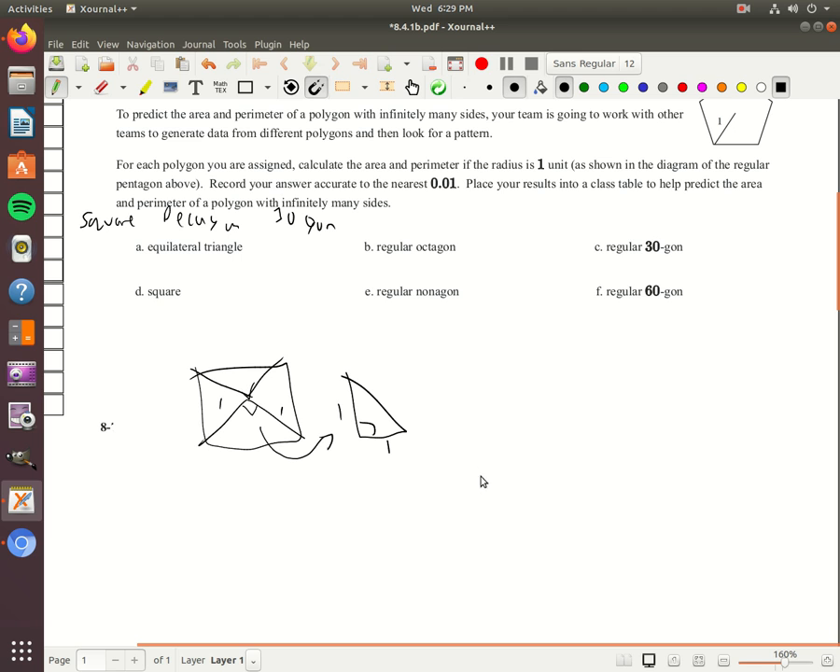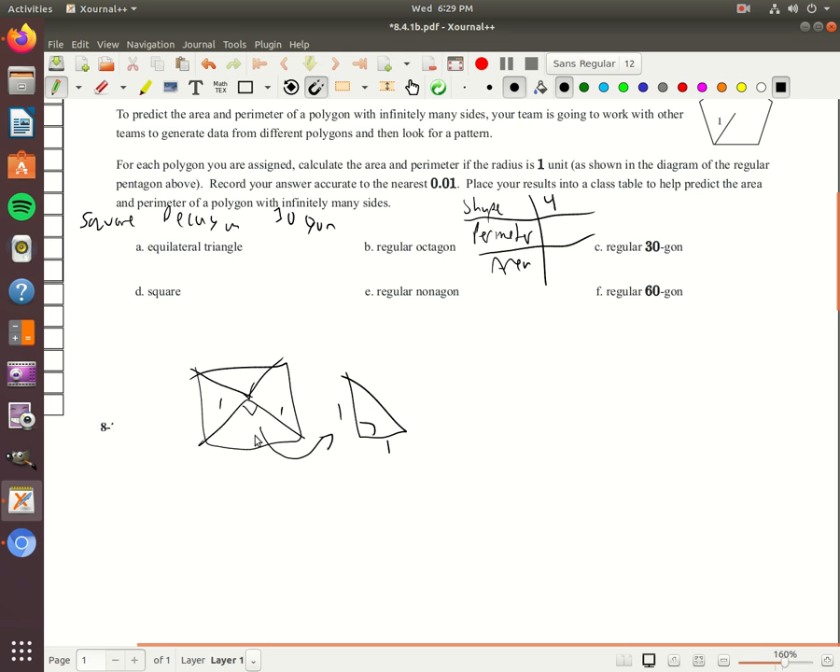And again, what I'm looking for is the perimeter and the area. So let's set it up this way. We're going to list the shape, the perimeter, and the area. On this one, my shape is a square. It's four-sided. I'm going to get my perimeter.